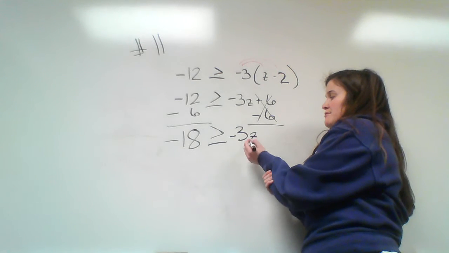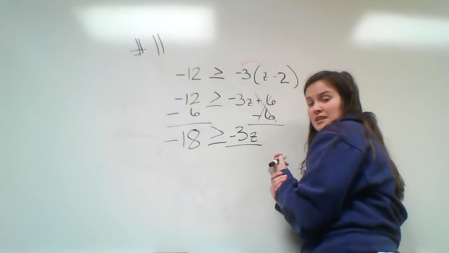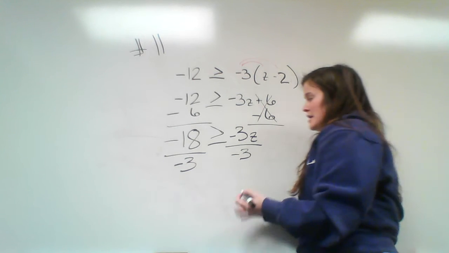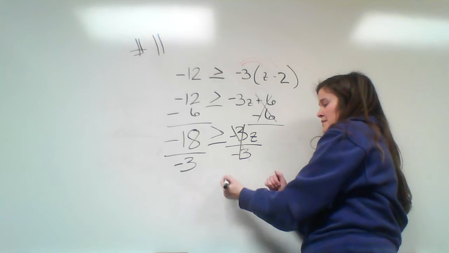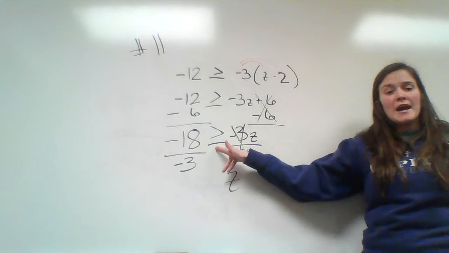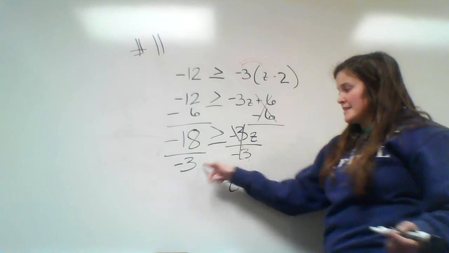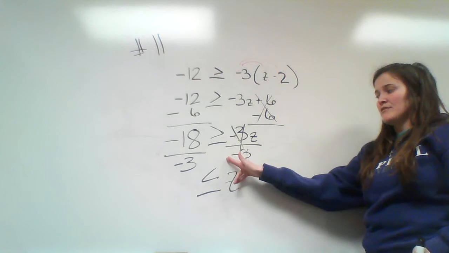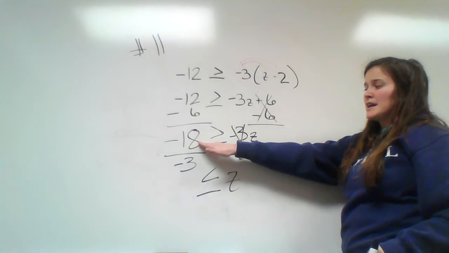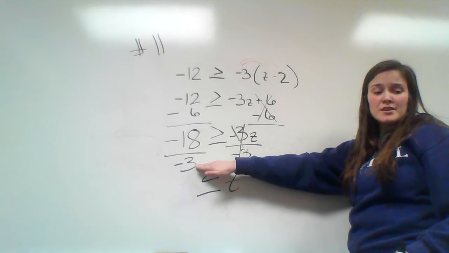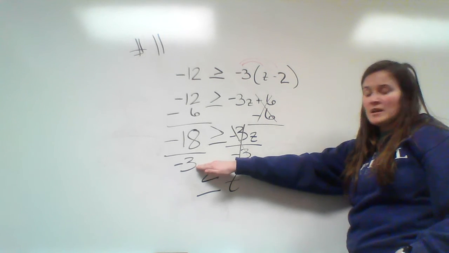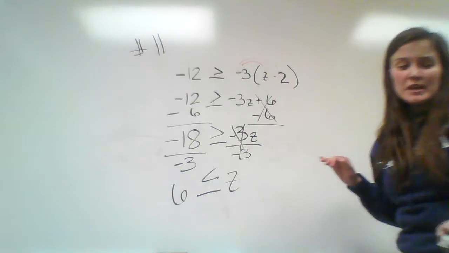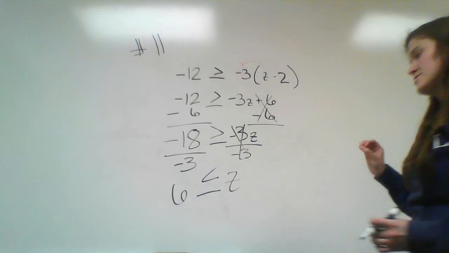My next step is to get z all by itself, the last step here. Right now I have negative 3 times z, so I want to do the inverse and divide by negative 3. Now, these cancel, this stays the same, but what happens to your sign? I divided by a negative, so my sign has to flip. Remember, when you divide by a negative, your sign flips. Negative 18 divided by negative 3 is going to give you a positive number, and it gives you 6. So the answer is 6 is less than or equal to z.